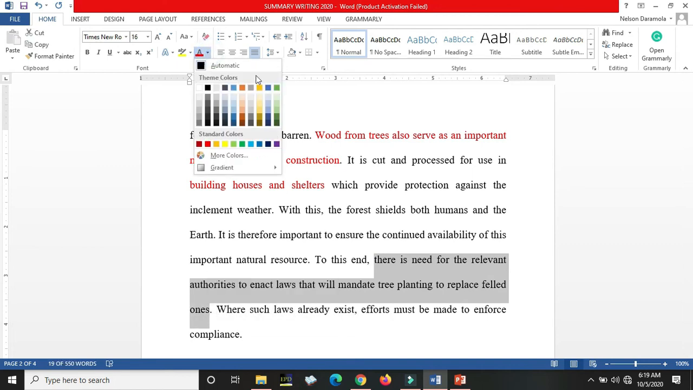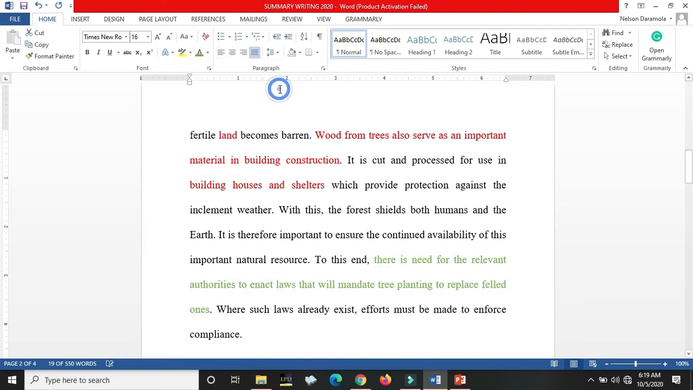So you don't begin to imagine the answer is here, and you can't say it. So you can do it simultaneously like this. There is need for relevant authorities to enact laws that will mandate tree planting to replace failed ones. You can't carry it like this. This is your answer, but it cannot be written like this. Now, go for that. Don't stop there. Where such law already exists, effort must be made to enforce.